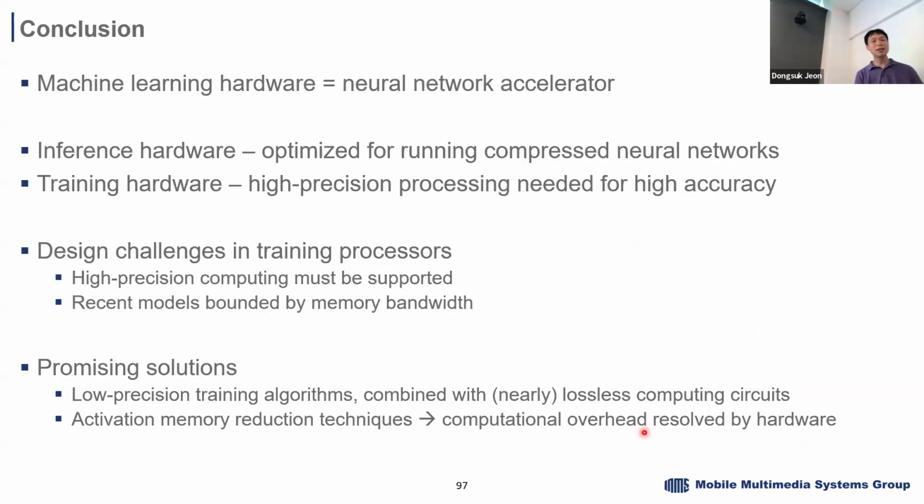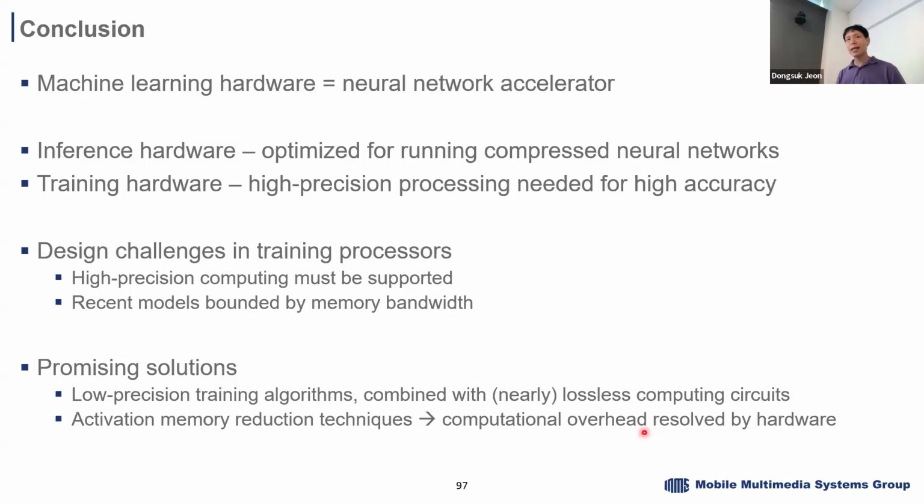Okay, so let me conclude the talk today. There are so many different types of machine learning processors and accelerators with different names, but they're essentially all the same. They are trying to accelerate neural networks. Their architectures will look pretty much the same. The design details will vary, but the architecture itself will be pretty much the same.